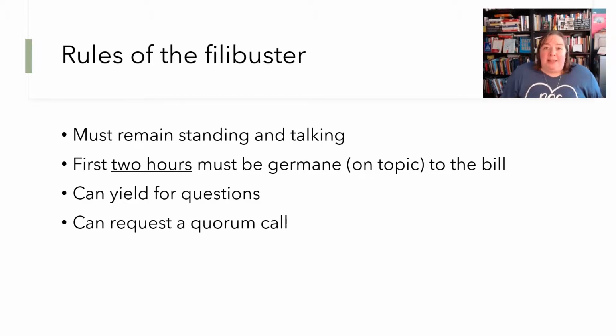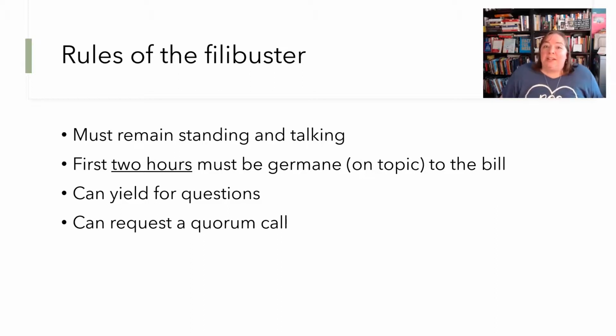So if you're filibustering and you're looking out over the Senate chamber and there are 12 people in the room, you can call for a point of order and ask the chair to determine whether there's a quorum present. If there's not, then you can take a break. You can sit down, you can take a drink of water, maybe even run to the restroom while they get at least 50 senators into the chamber, and then you can resume talking.